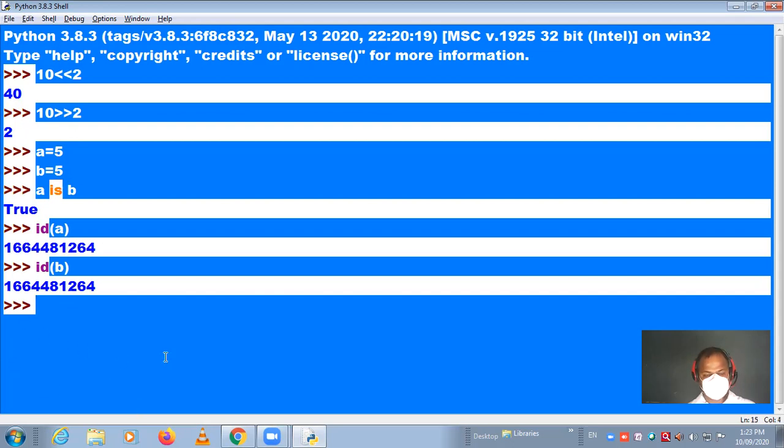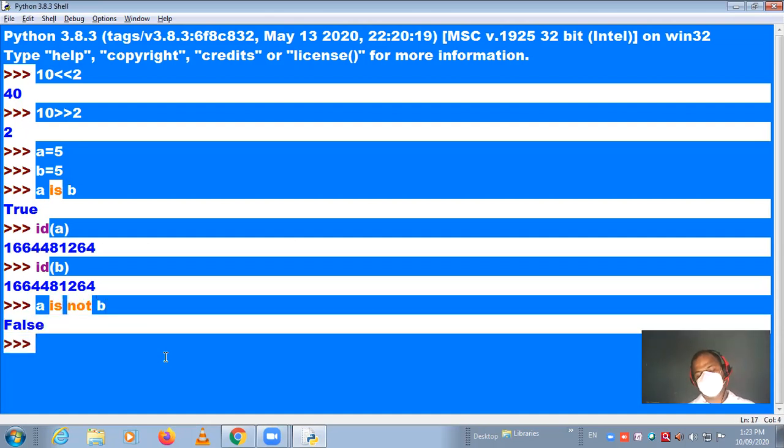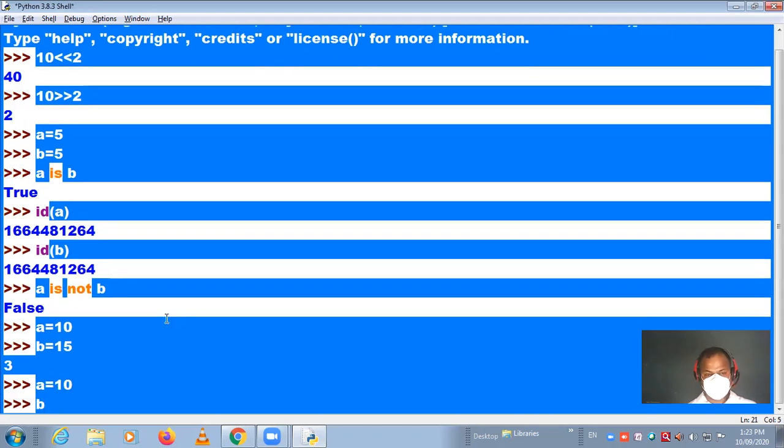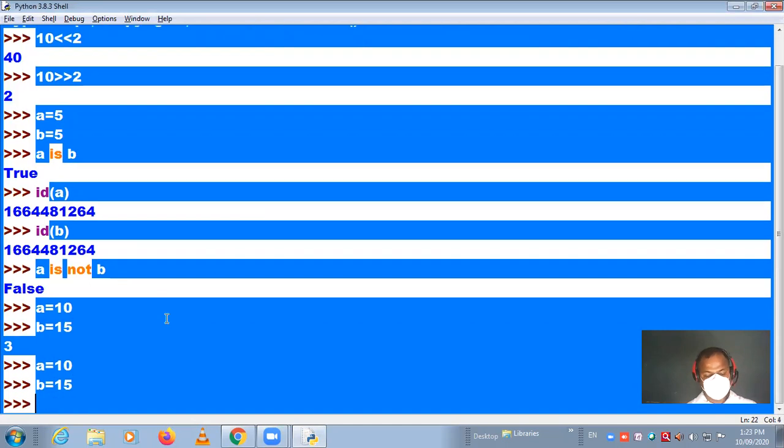And if I write here A is not B, it will give false. Take another example. A equals 10, B equals 15. Okay, that was an error. Now come to the next. Suppose A equals 10 we have taken, and B equals 15 we have taken, and now we are writing A is B. What will be the answer?